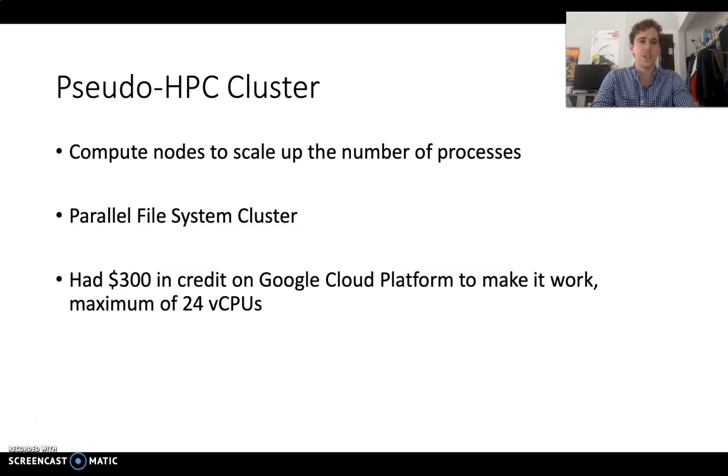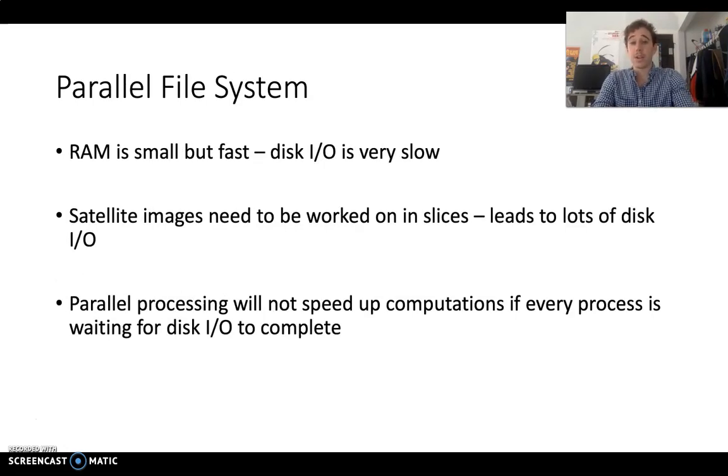But I had limitations because I had to work within one of the tiers of Google Cloud. So I had $300 in credit and a maximum of 24 virtual CPUs. Why this parallel file system was important is because RAM is small and fast, but disk I/O is very slow. Because these satellite images are so big, they don't fit in RAM, and it leads to a lot of disk I/O. That's ultimately the biggest bottleneck.